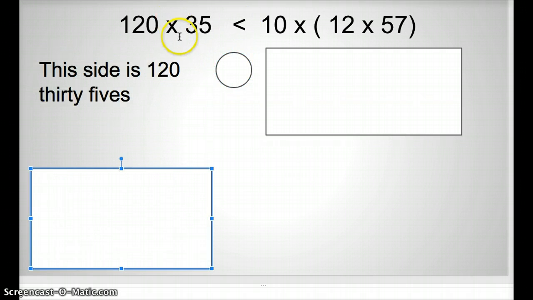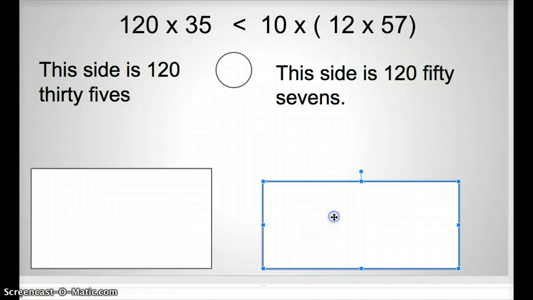So this side is 120 35s. This side is 120 57s. That's all you have to say to explain that. Because I multiply 10 times 12, I get 120. So I have something that's easily compared in my head.